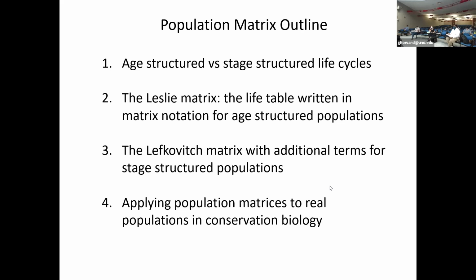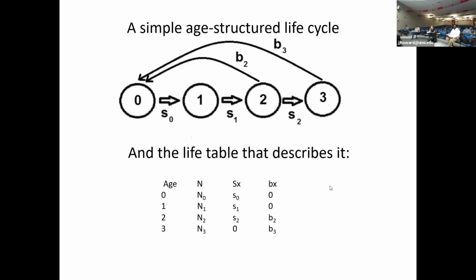So first, let's talk about age structure versus stage structure. All right, well, here's a simple age structured life table. You have 4 ages. You have newborns, that's 0. You have 1-year-olds, and of course, always remember that when I say year, this could be days, could be weeks, could be months. It's whatever the organism does. Okay, so we have 4 stages though. Newborns, 1-year-olds, 2-year-olds, and 3-year-olds.